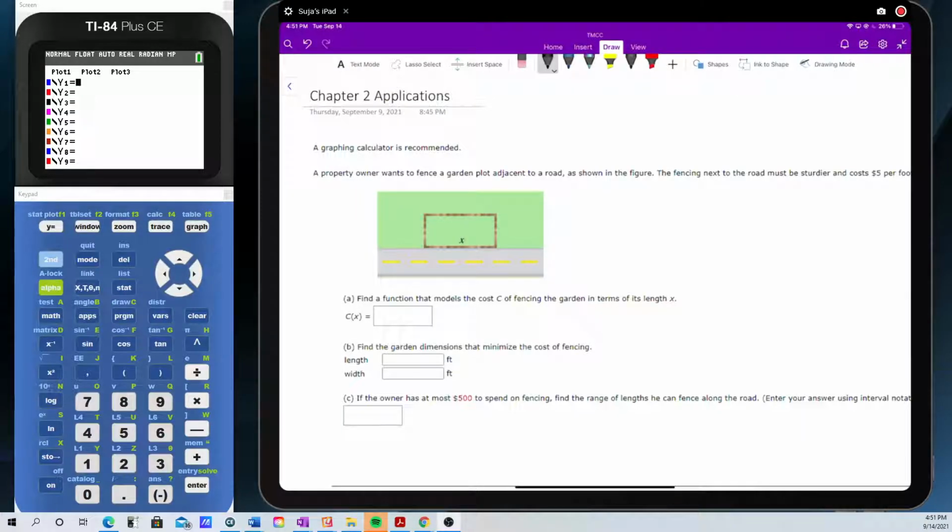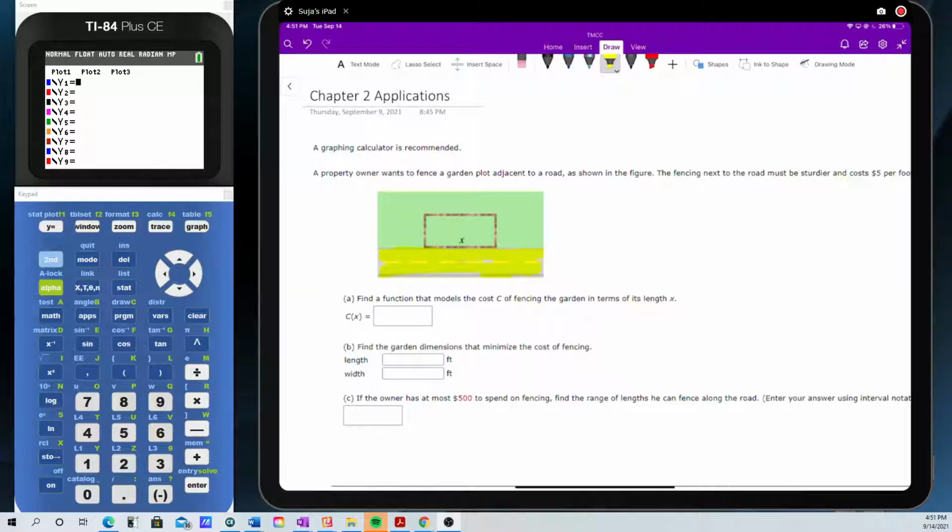In this example, we are going to write a cost function for this rectangular garden. Let me read the problem. It says a property owner wants to fence a garden plot adjacent to a road. So this is the road, as shown in the figure.